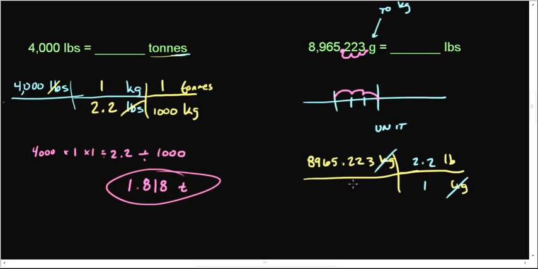8965.223 times 2.2 equals 19,723 and then 0.4906. I'm just going to call it 0.5 pounds. So about 19,723.5 pounds. Okay, that takes us through that.